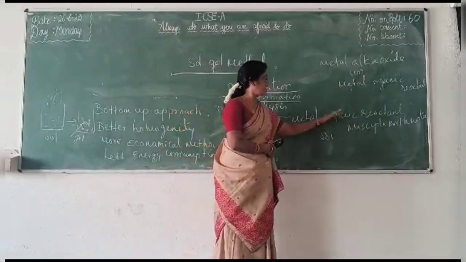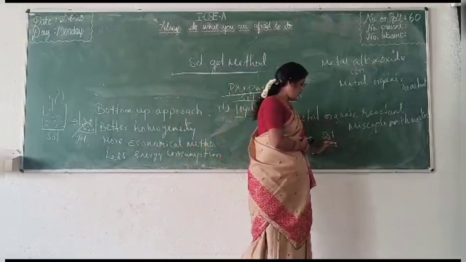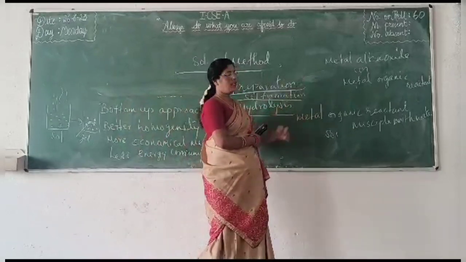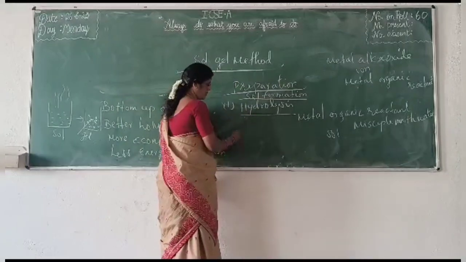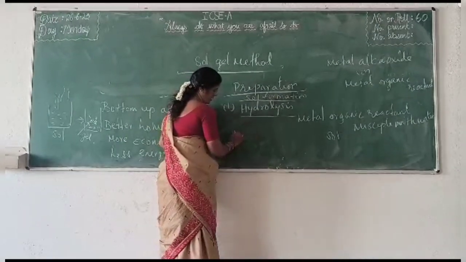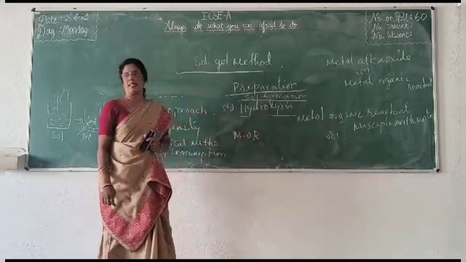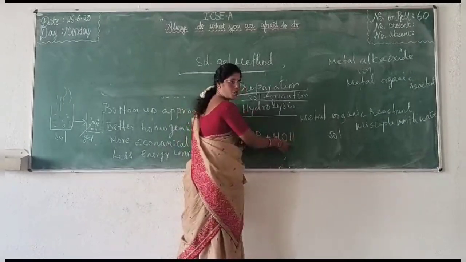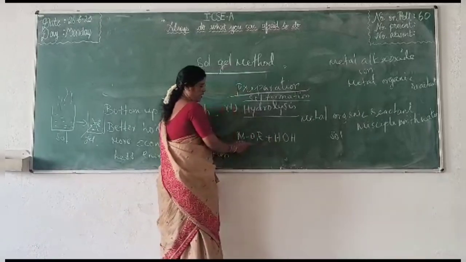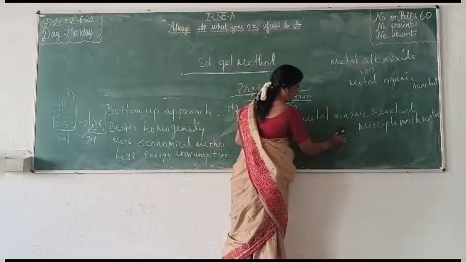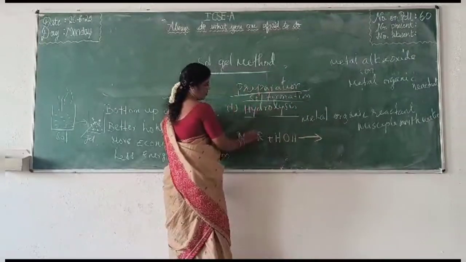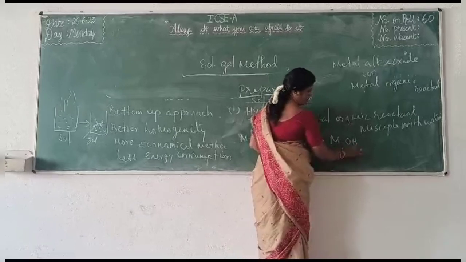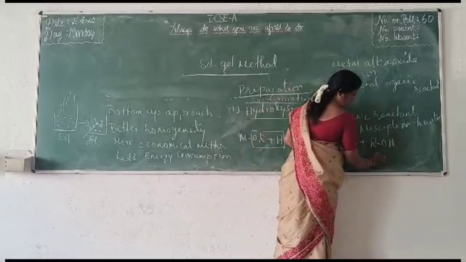So when the metal organic reactant or metal alkoxide is miscible with water, salt is formed. Salt means a solution is formed. I can write it like this: metal alkoxide, where R is an alkyl group, reacts with water, HOH, which is H2O. What happens? This is formed: MOH, this is the salt, plus ROH, this is alcohol.